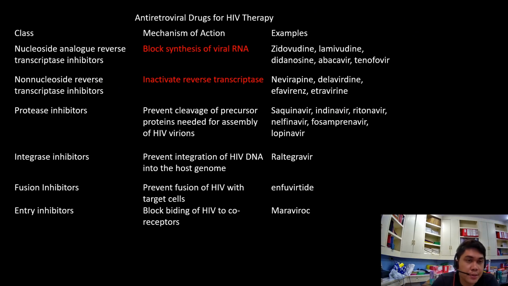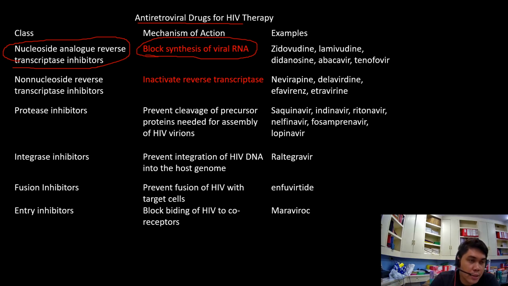Okay, so next is the classes of antiretroviral drugs. First, you have nucleoside analog reverse transcriptase inhibitors. Regarding nucleoside analog reverse transcriptase inhibitors, they block the synthesis of viral RNA. Okay, that's the action.